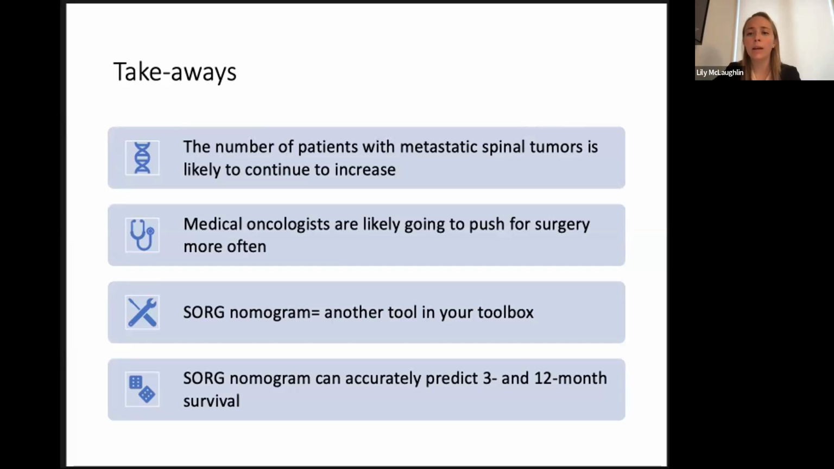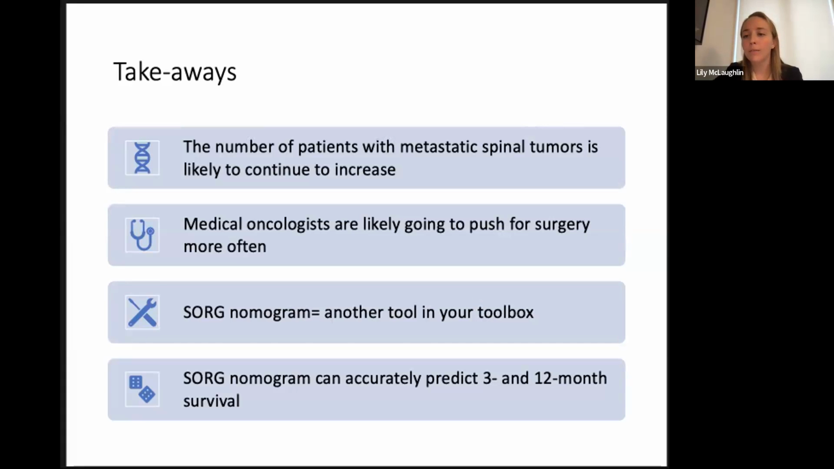Most importantly, I think, the SORG nomogram is really just another tool for physicians to use, really to help determine what the best treatment option is for their patient. But ultimately, it is always going to come down to clinical judgment. So, it's just another tool in your toolbox. This isn't and never will be a hard and fast rule.